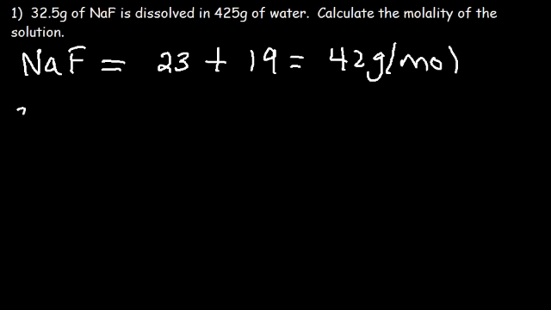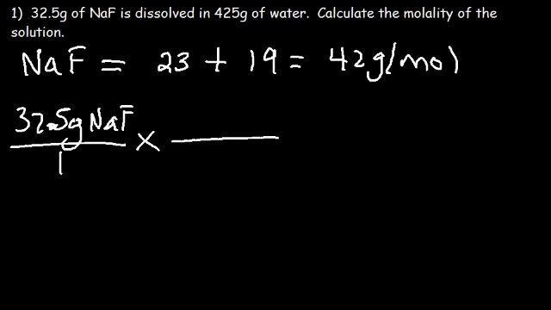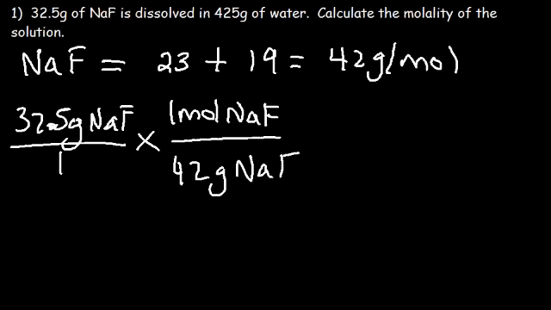So let's start with 32.5 grams of sodium fluoride, and let's convert that into moles. So 1 mole of sodium fluoride has a mass of 42 grams. So notice that the units grams of NaF cancel. Now the next thing we need to do is divide by the kilograms of solvent. Right now we have moles. Moles over kilograms is going to give us the molality.